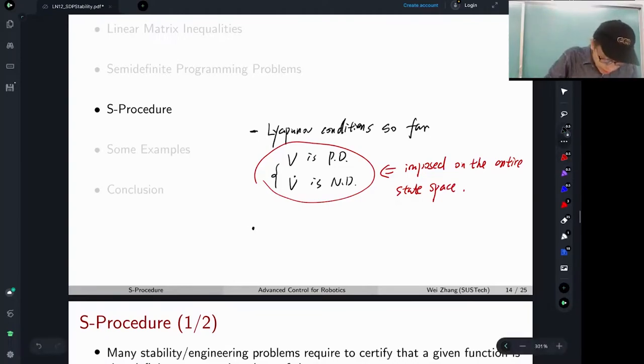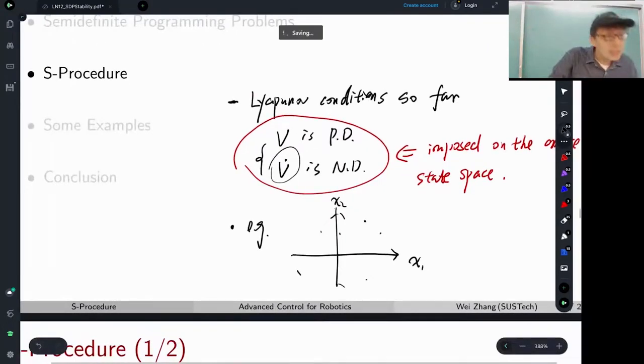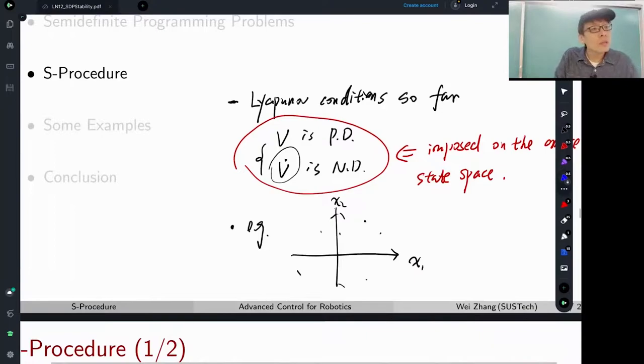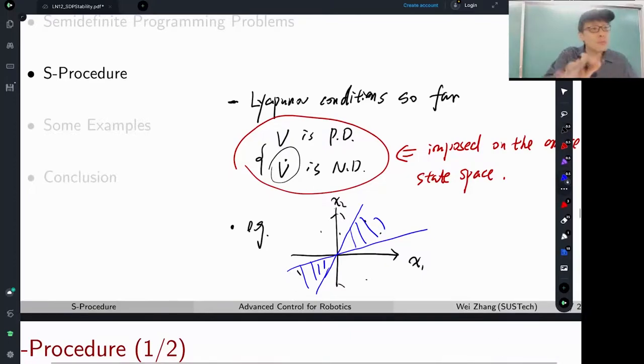But for many advanced applications, for example, suppose that's my R2, with X1, X2. If I want to say V dot is negative definite, then at any point here the V value has to decrease, or the derivative of V has to be negative. That's the condition we require, but that's a little bit too strong sometimes. Suppose I know my system has some physical meaning, and I only need V to be decreasing. I know I only lie in these sectors.